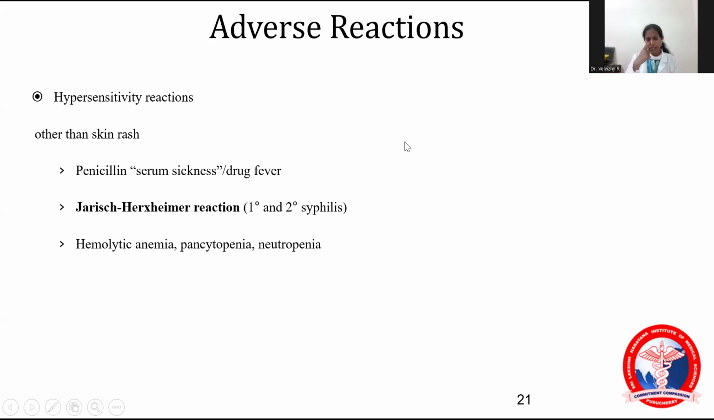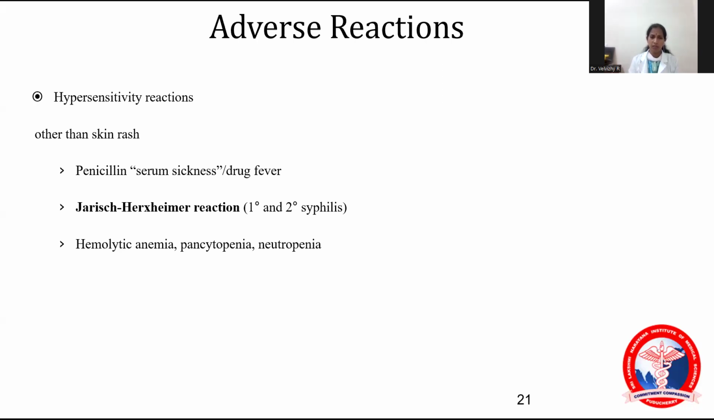Coming to adverse reactions, the main adverse reaction associated with penicillin is a hypersensitivity reaction. Hypersensitivity reactions occur from mild to severe forms, and all types, immediate, accelerated, and late, can occur in the case of penicillin. Apart from skin rash, which is mild, it also produces serum sickness and anaphylactic shock. And one more reaction is called the Jarisch-Herxheimer reaction. If you are treating a syphilis patient with penicillin, due to the breakdown of the spirochetes, the patient will have fever, chills, and all those things.